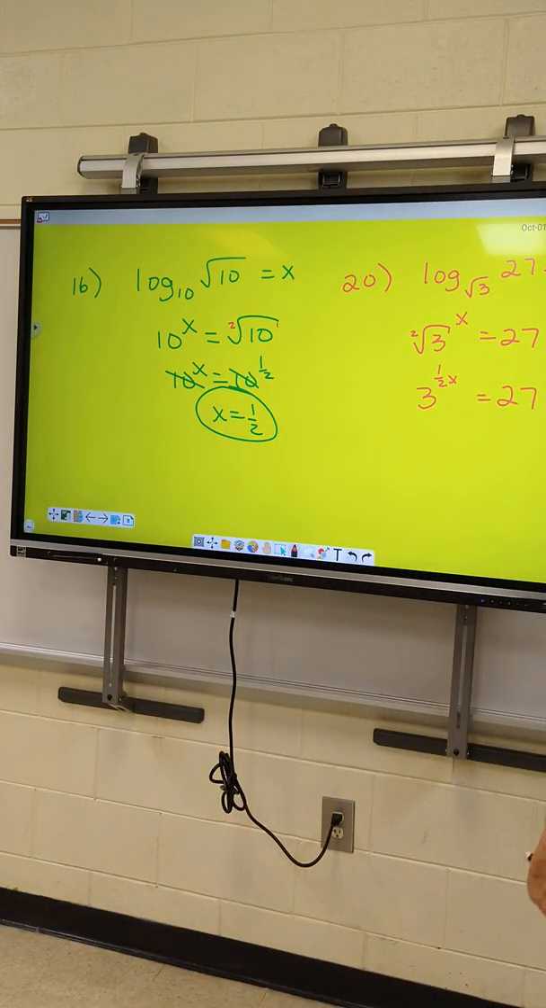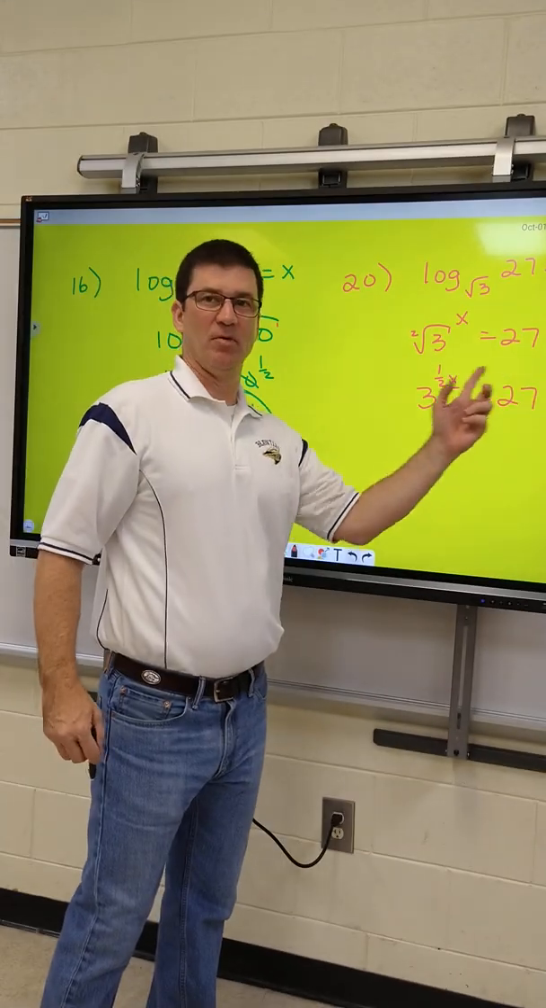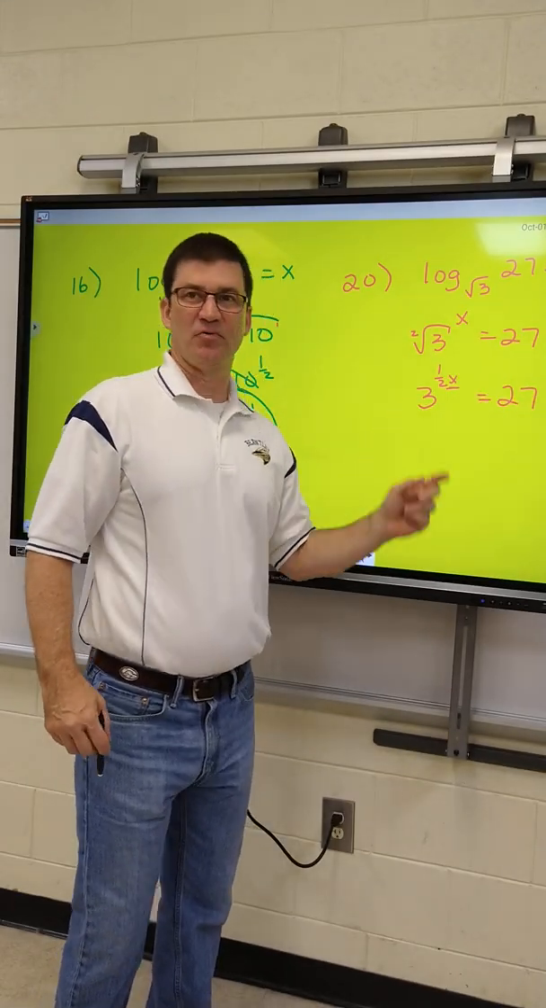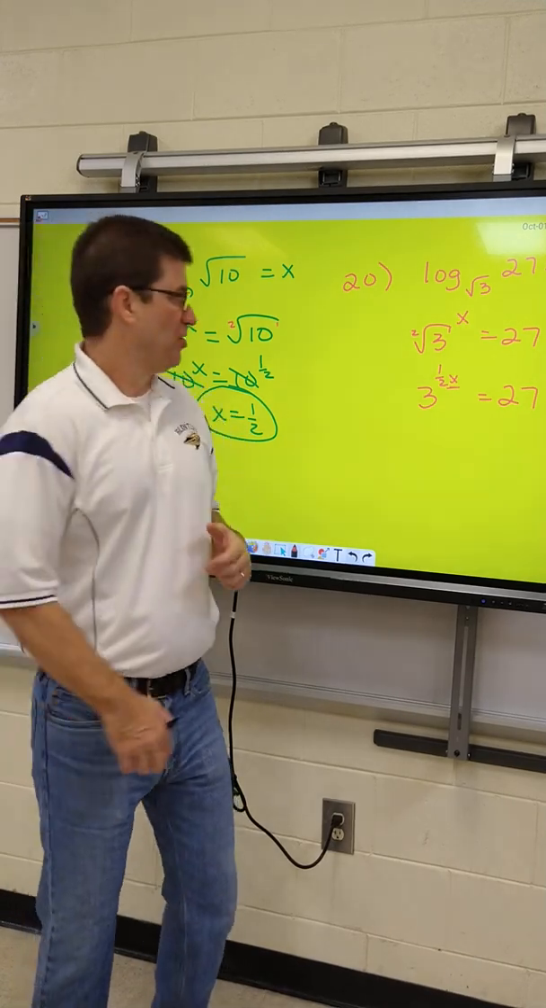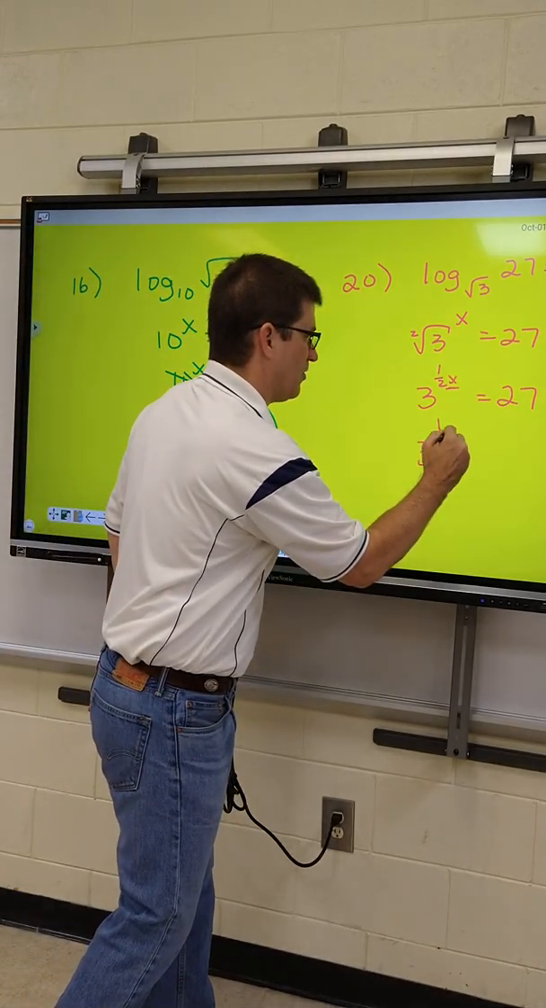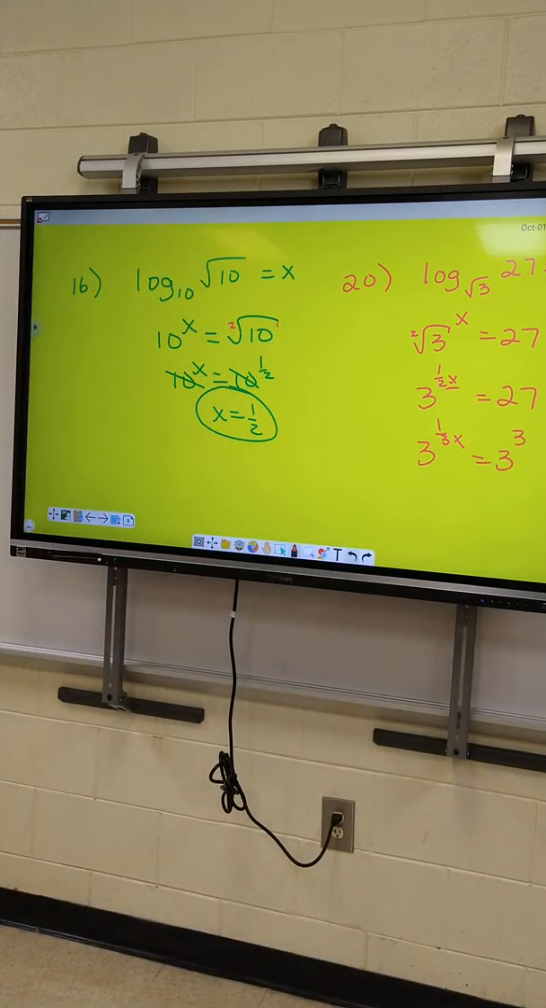All right, so this is where we're back now, guys. When the x is in this spot, we got to make them into the same number. So how can I change 27 into a 3? Check the board. 3 cubed. All right, so I got 3 to the 1/3 x equals 3 to the 3rd. Write it down. Yeah, this one's probably harder than the other ones.